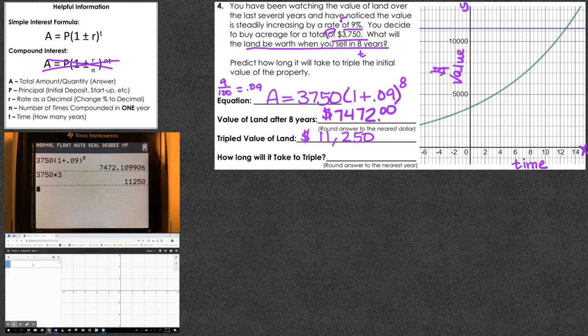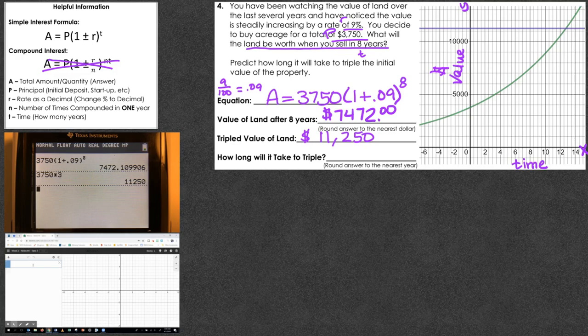Okay, so for the next question, it asks how long will it take to triple. It's asking us for a length of time. Currently, we don't know, and that's why we're looking to find time. Earlier, we gave you a value. We gave you 8 years, so it was very easy to plug into your calculator and hit enter and go about your business and find the total. This time, I'm going to show you a way to do it when we don't have the same capabilities of solving for time in our exponent location.